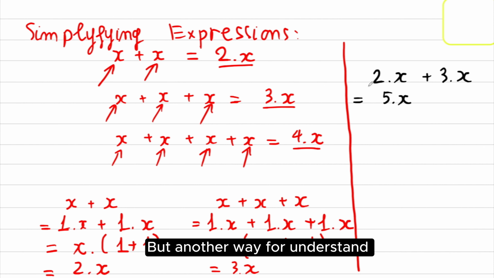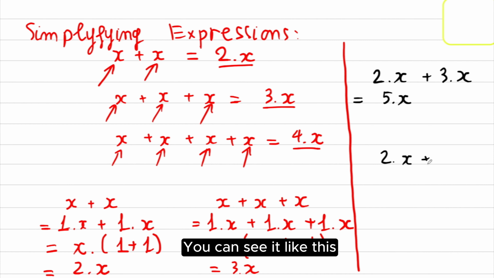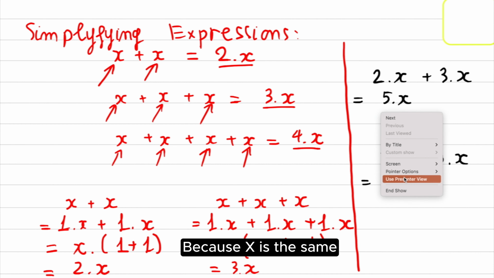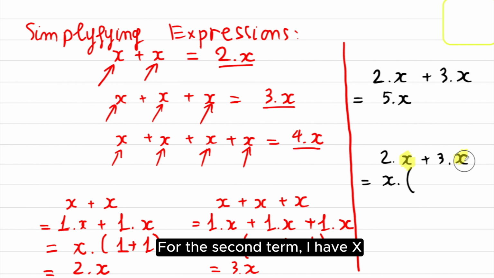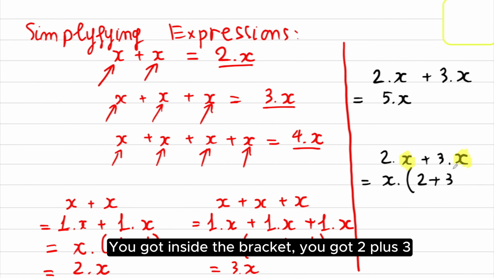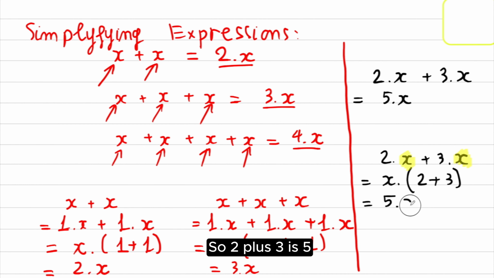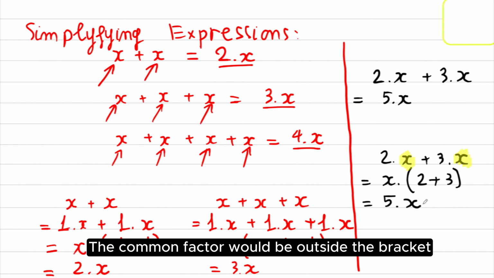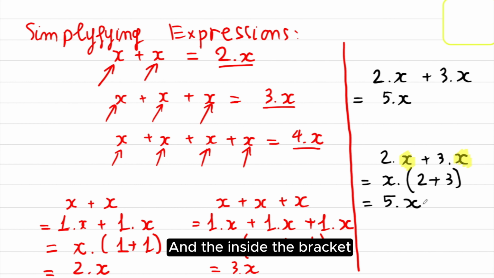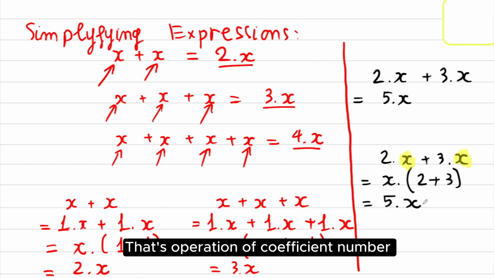But another way to understand more about this expression, you can see it like this. I will take h outside because h is the same. For this term, I have h. For the second term, I have h. So I will take h outside. Inside the bracket, you got 2 plus 3. So 2 plus 3 is 5. That's why I got here 5h. So another way to understand more about simplifying is that you have to know about factorizing. The common factor will be outside the bracket, and inside the bracket is the operation of the coefficient numbers.